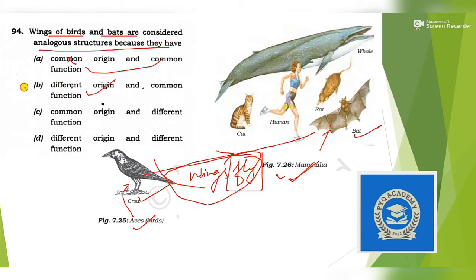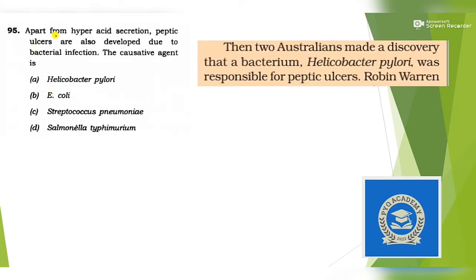Let's move to the next question. Apart from hyperacid secretion, peptic ulcer also develops due to bacterial infection. The causative agent: you will find this in the class 9 book, chapter 13, Why Do We Fall Ill?